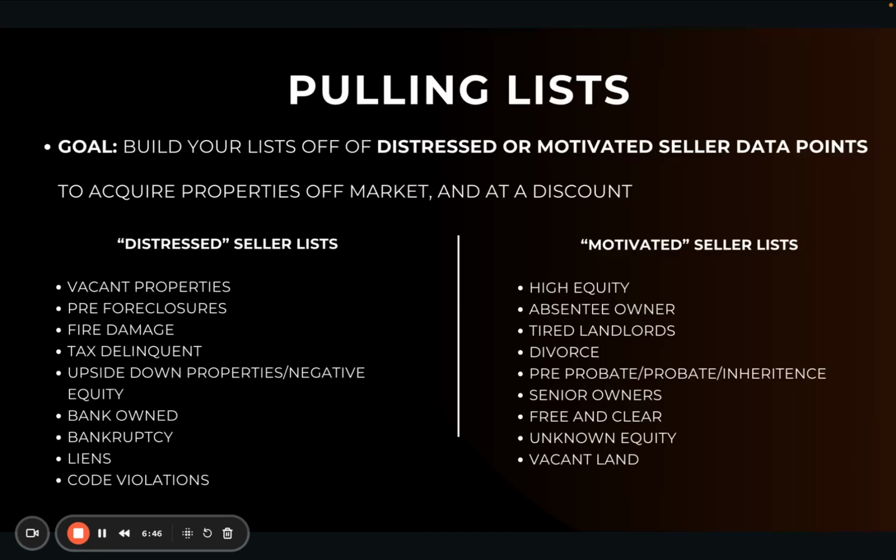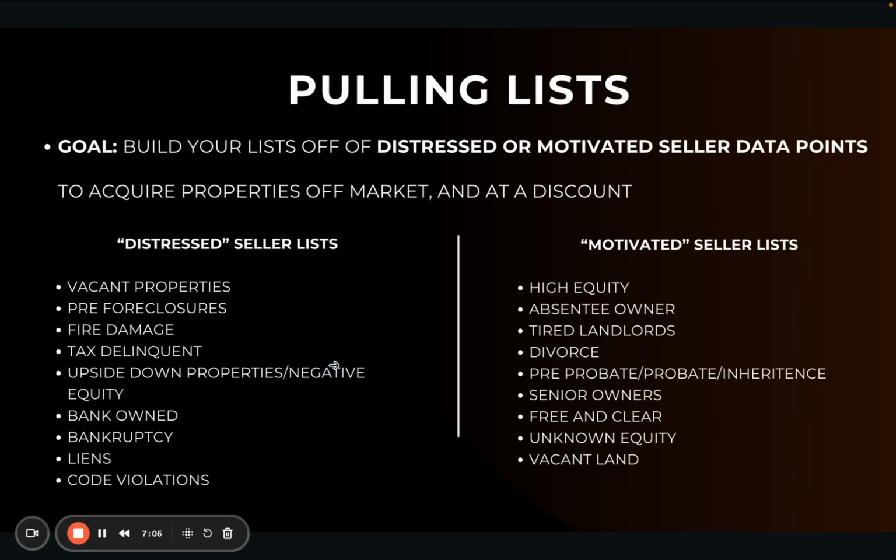So first off, when you build your lists, it needs to be off of either distressed or motivated seller data points. That's ultimately going to get us to acquire properties at a discount, right? We want to talk to people that are going to be highly motivated and open to selling their property at a discount to begin with. So there's a difference between these two types of lists.